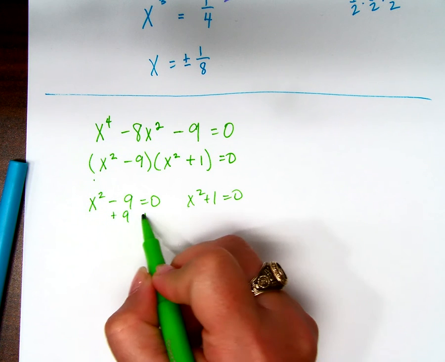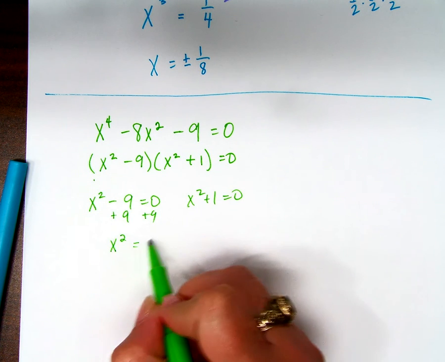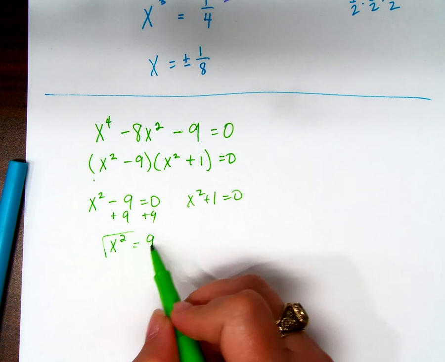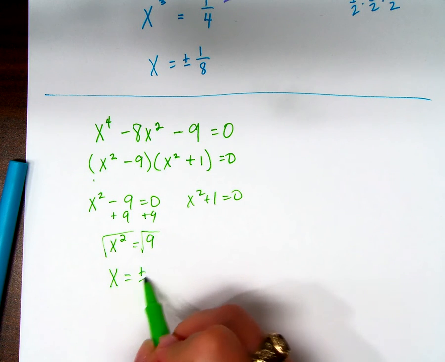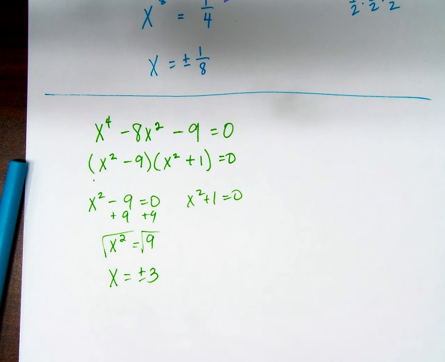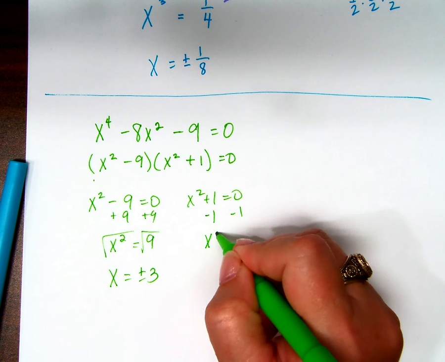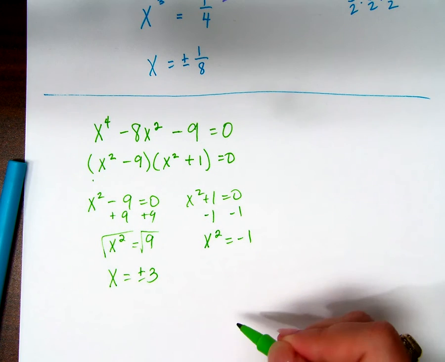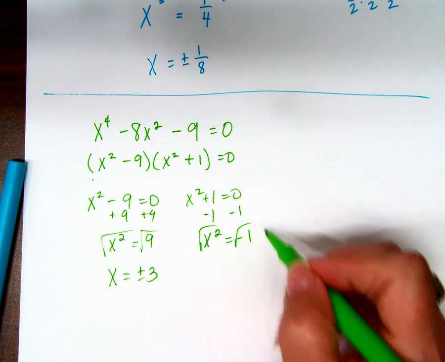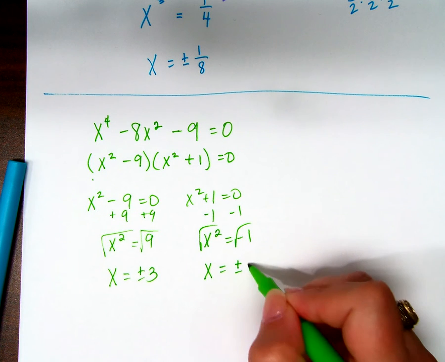And the nice thing about this is when I add 9 to both sides, I get x squared equals 9. And when I square root both sides, I'm going to get plus or minus 3, just like I would have if I would have factored it. Here I would have to subtract 1 from both sides. x squared equals negative 1. When I take the square root of both sides here, x equals plus or minus i.